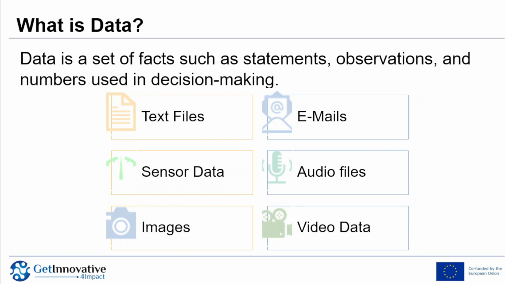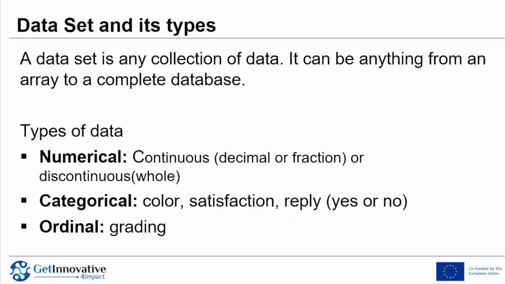Data is basically available in the form of text files, emails, data collected from sensors, audio files, images, or any video data. Basically, this data is then transformed into a data set, which is the collection of the data that has been discussed earlier. It can be anything from an array to a complete database.